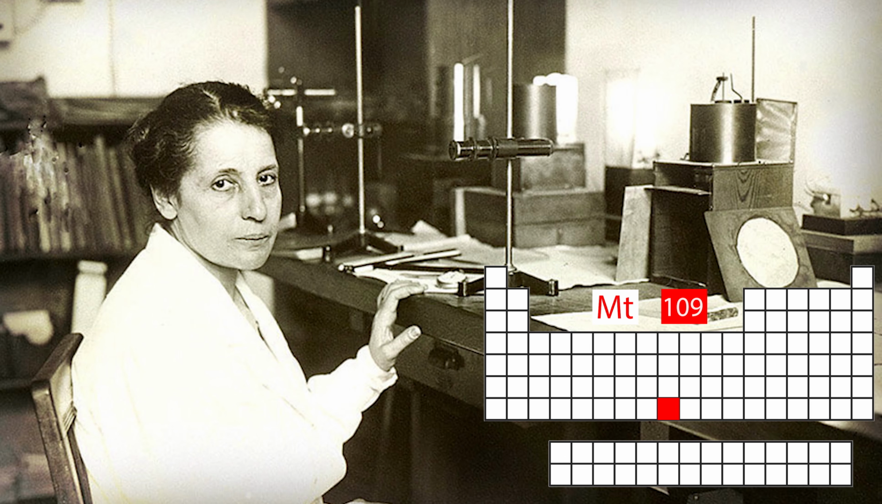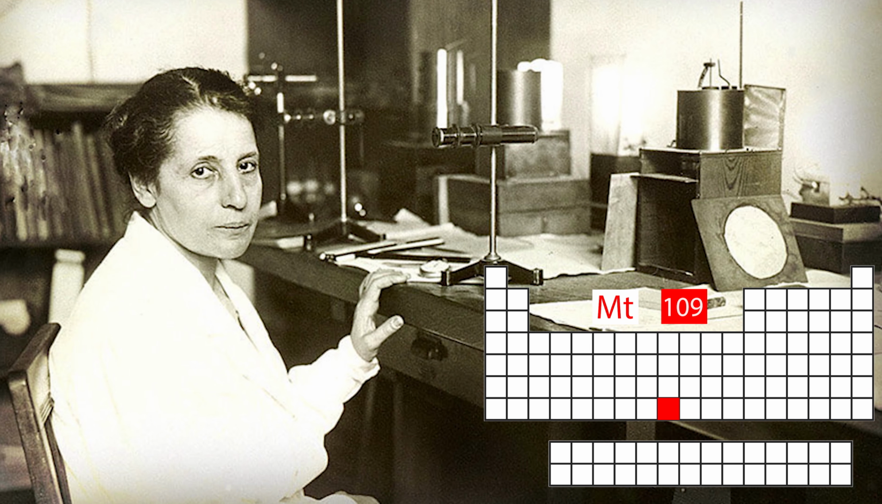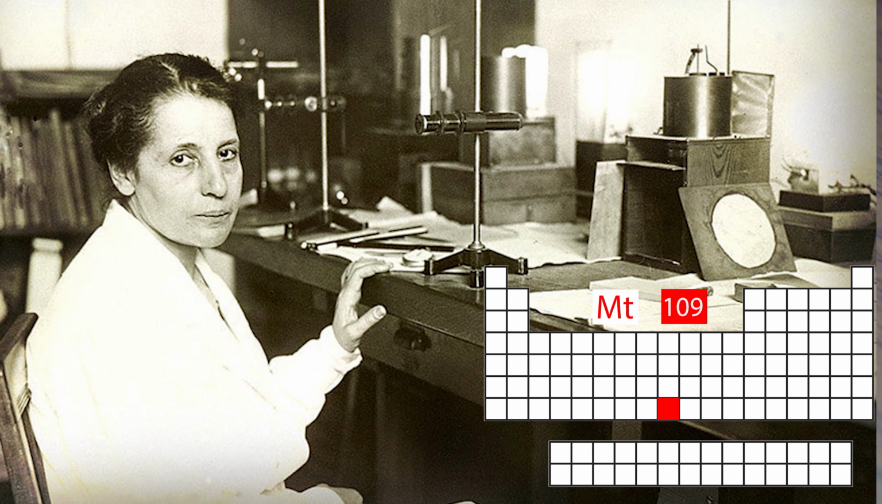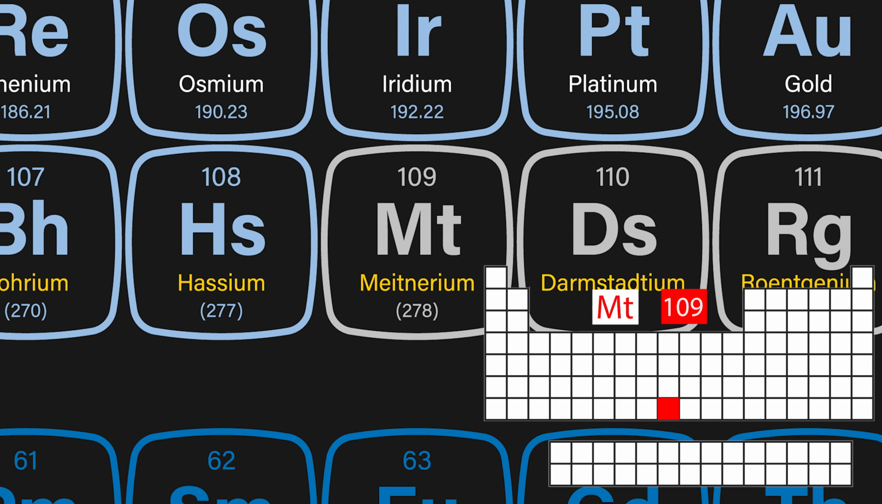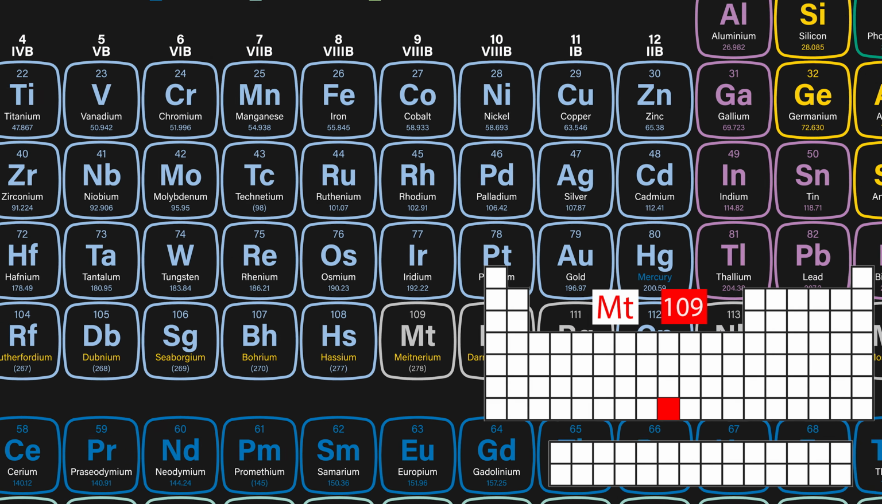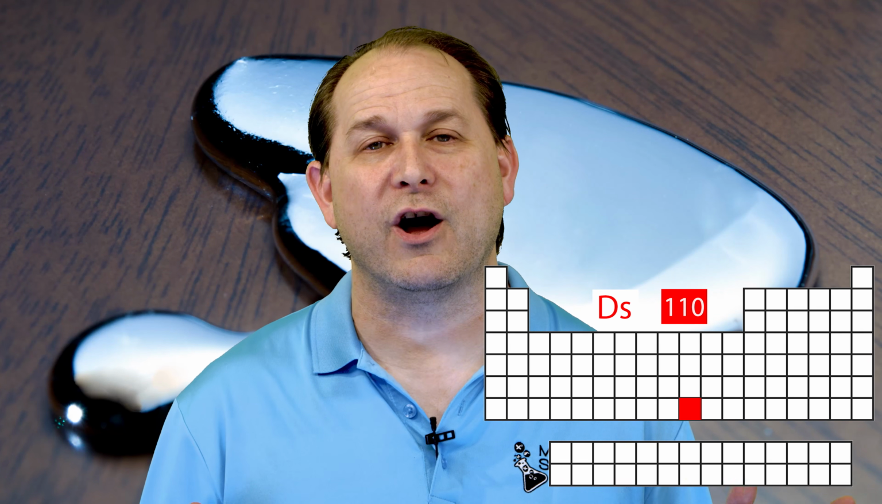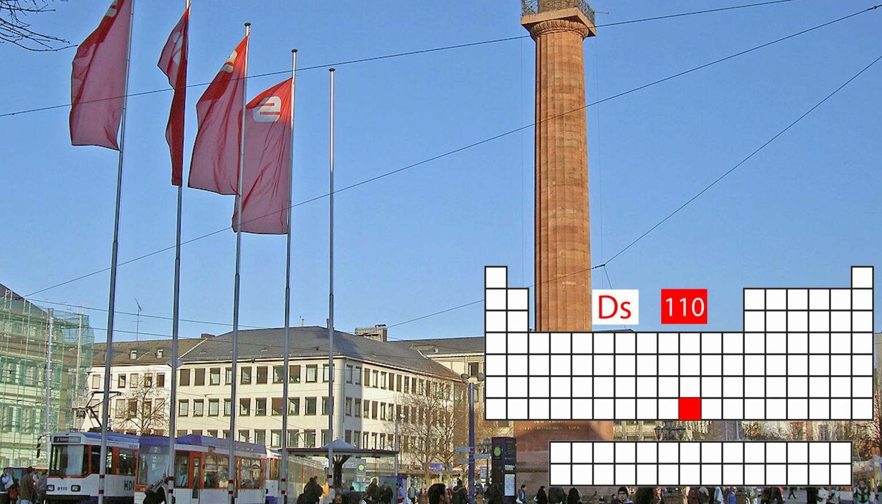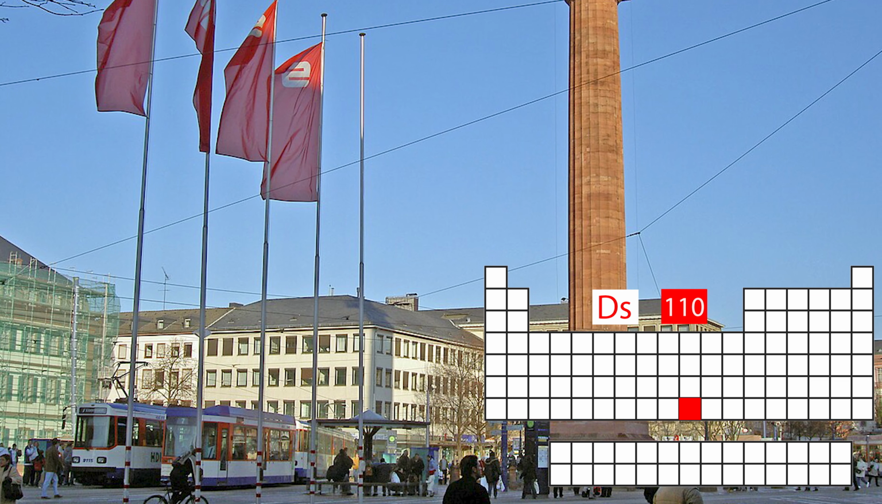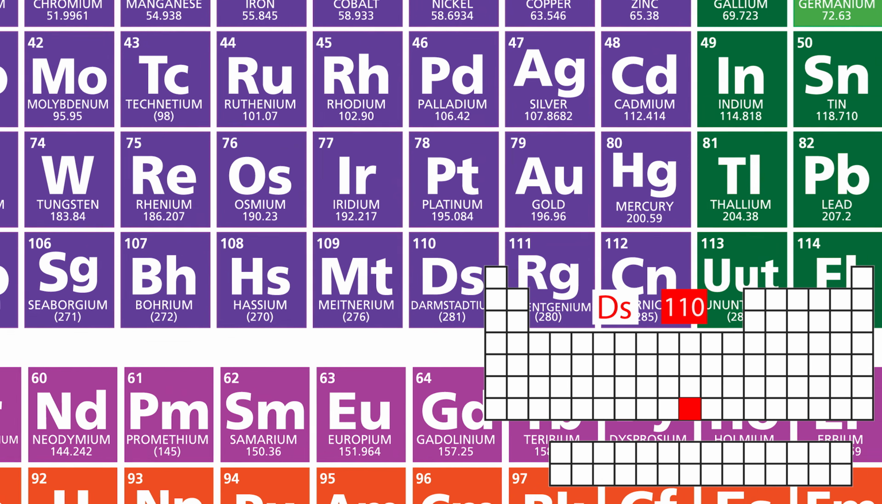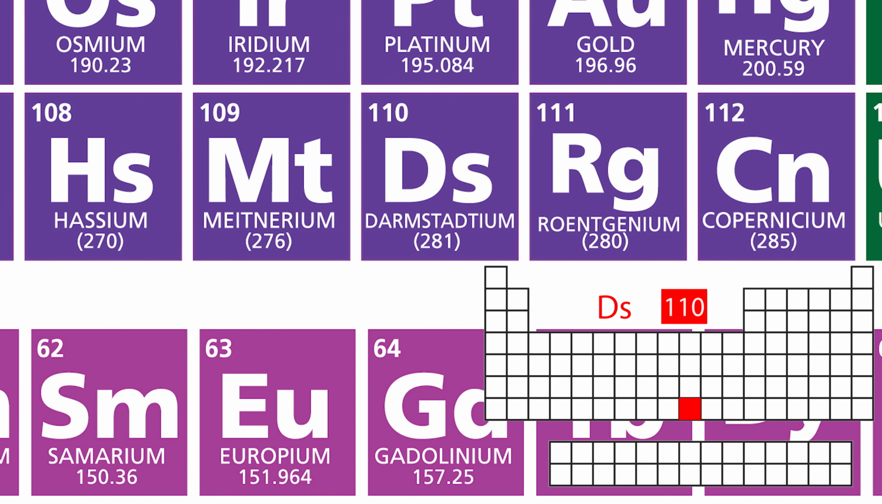Now, element number 109 is called meitnerium. It's named after Lise Meitner. Historical fact is that Meitner was overlooked for the Nobel Prize despite her crucial role in discovering nuclear fission. Element number 110 is called darmstadtium. It's named after Darmstadt, Germany. Fun fact, its most stable isotope has a half-life of only 4 seconds.